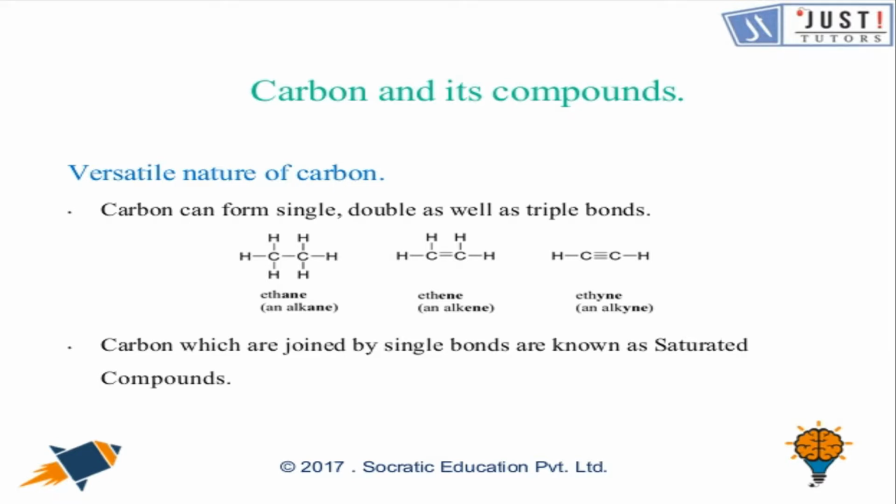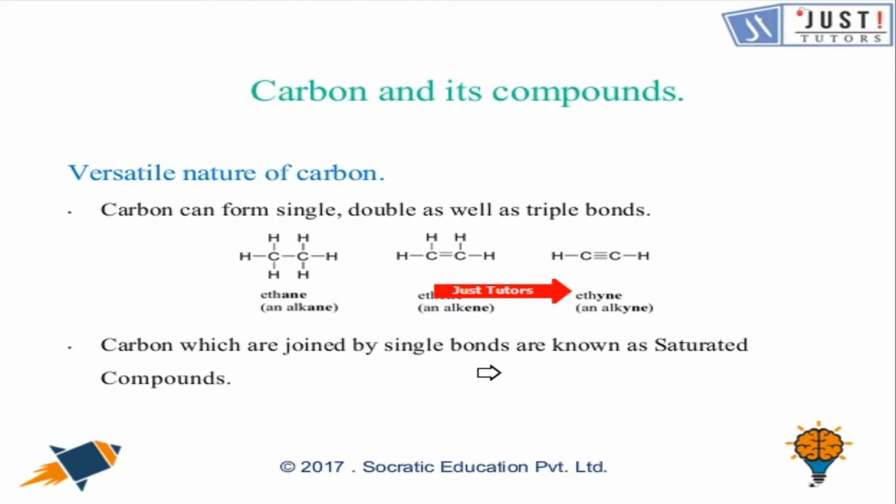Carbon can make single, double, and triple bonds. We have an example for that. For hydrocarbons, we have particular groups according to the bonds. If the carbon chain has a single bond, we say it's alkane, and if it has a double bond, we say alkene, and if it has a triple bond, we say alkyne. So it can make single, double, and triple bonds.